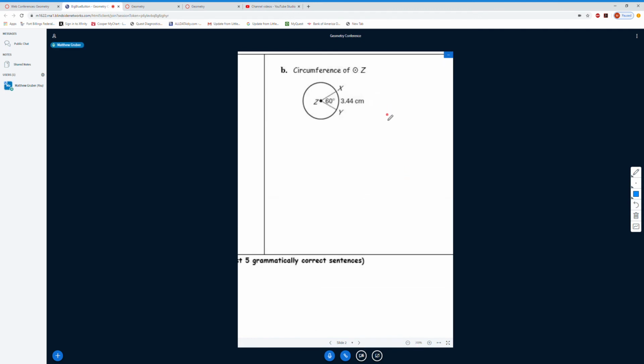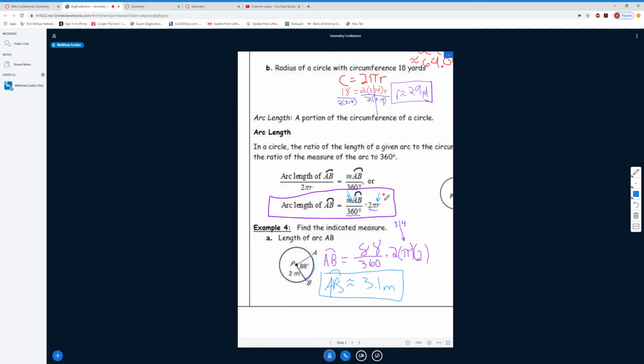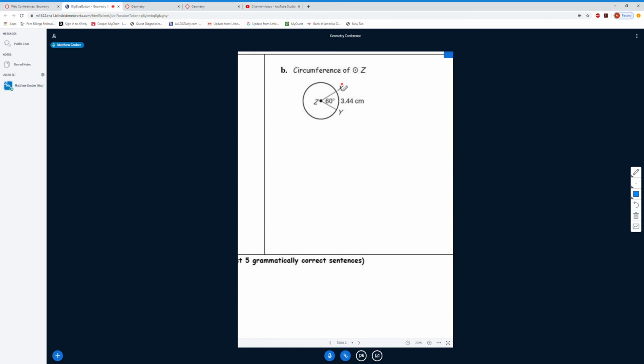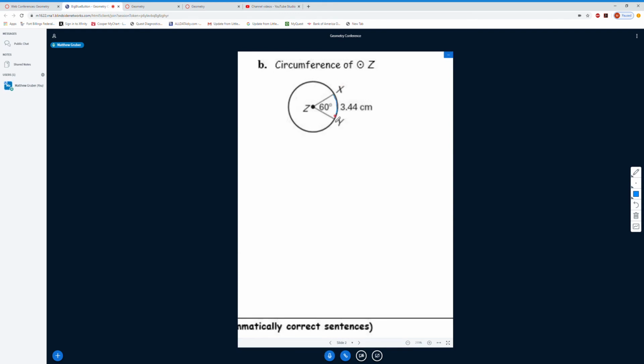Find the circumference of circle Z. Well, guys, this one is a little bit, let's think about this. In this formula, what is 2 pi r? That is the circumference. So in this problem, I have an arc length. Well, I can use the arc length formula.